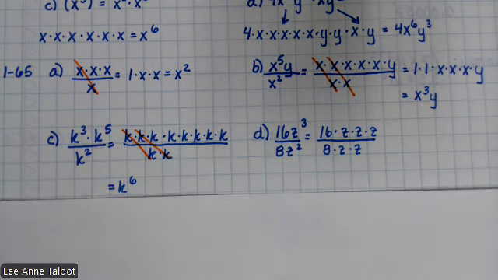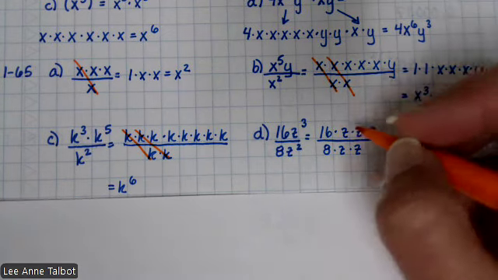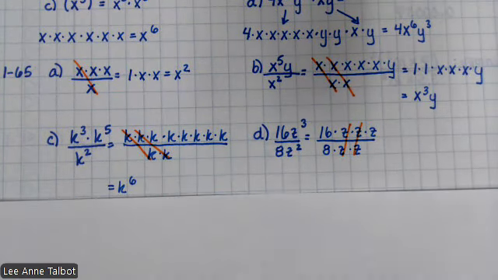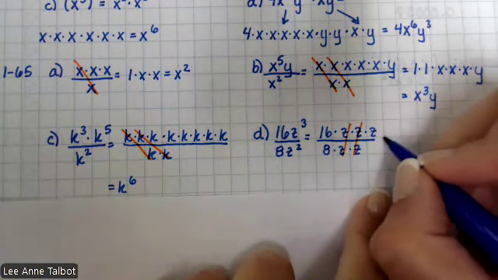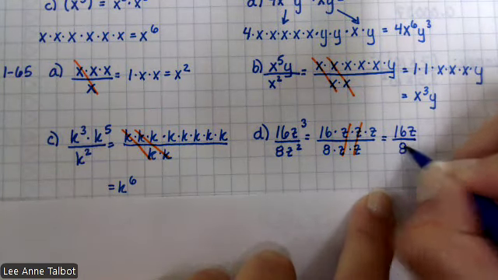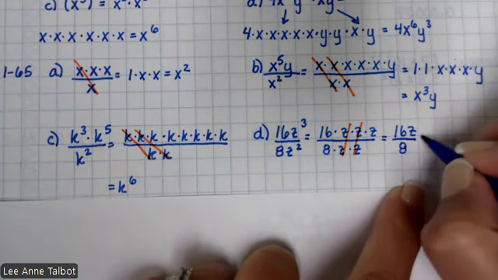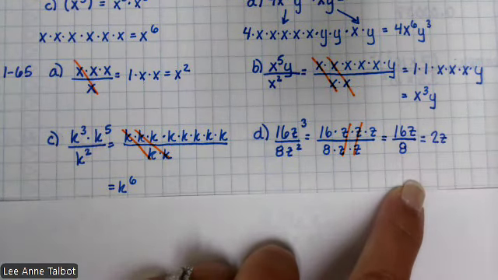All right, last one of this. How many ones? Two. Perfect. Okay, and I have 16z over 8. What is 16 divided by 8? 2z.